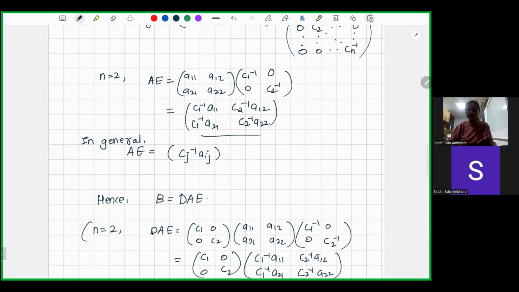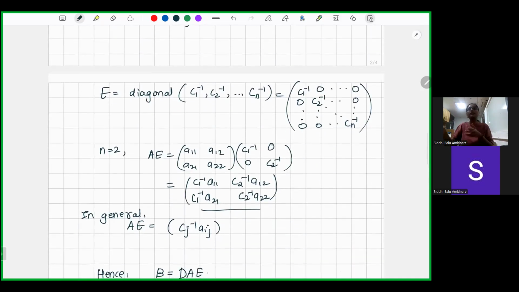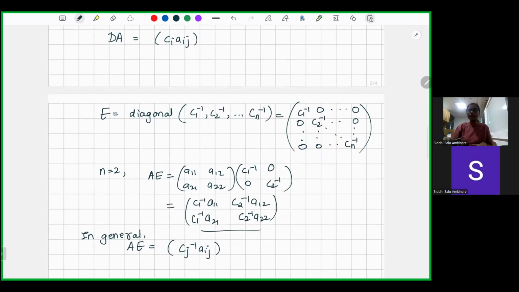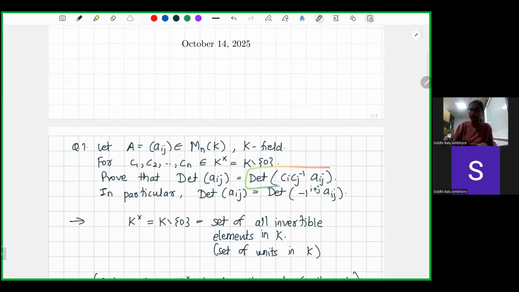Hence, you can just simply understand this. When I pre-multiply and post-multiply a matrix by a diagonal matrix: when I pre-multiply by a diagonal matrix, each ith diagonal entry gets multiplied to the ith row. And when I post-multiply by a diagonal matrix to my square matrix, each ith entry gets multiplied to the ith column. That is a known fact; you can multiply and see it. So what we did is we just tried to express this matrix B, which is asked. So we are asked to find the determinant of this matrix, Ci Cj inverse Aij.